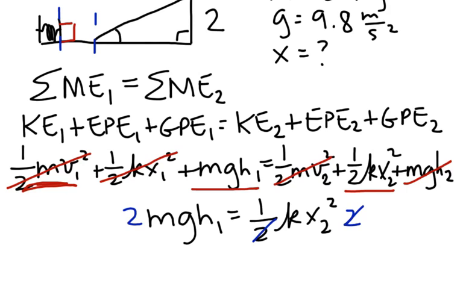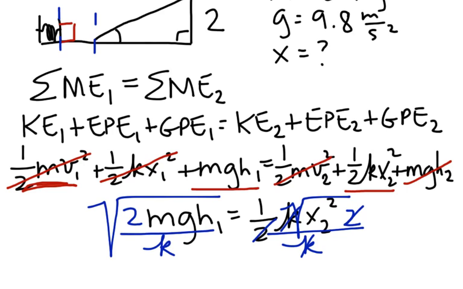Then I'm going to divide both sides by k. And then I'm going to take the square root of both sides. And so I'm left with an expression for x sub 2, which will be 2 times the mass of the block multiplied by the acceleration due to gravity multiplied by the height in situation 1 divided by k, the spring constant. So let's go ahead and plug in the numbers.